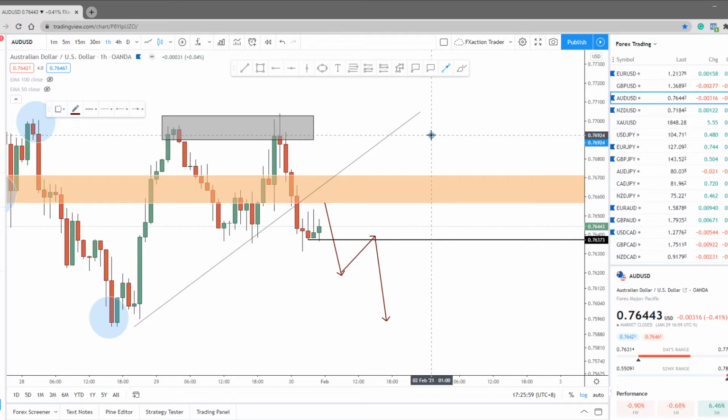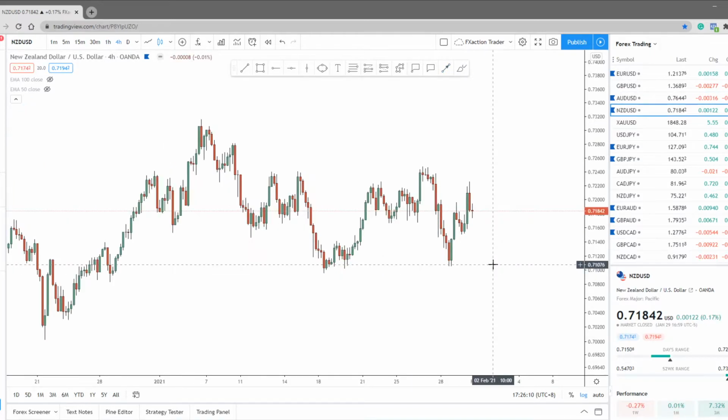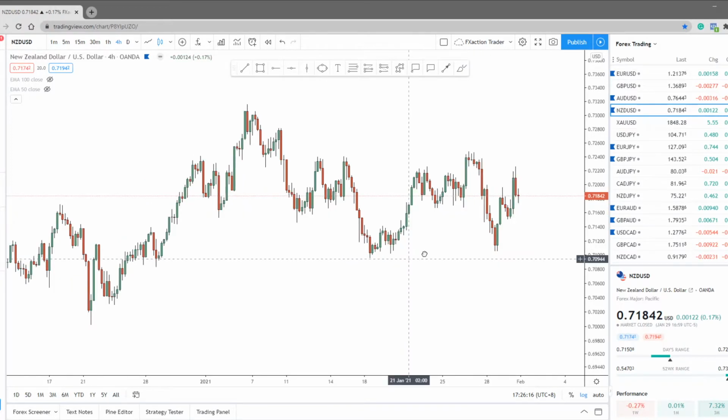Alright, so let's have a look on the New Zealand dollar. So New Zealand dollar, if you're looking on H4, the behavior is quite similar to what we have seen on the Aussie dollar. So the market is in a downtrend. Starting from here, market is in a downtrend.